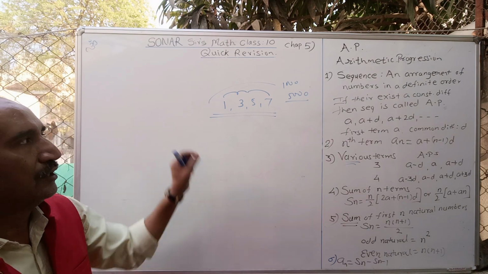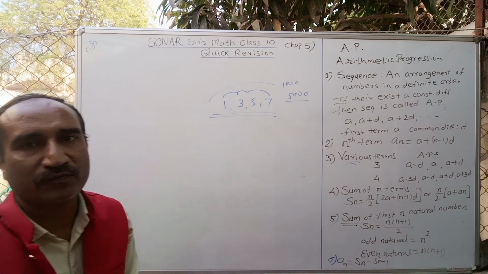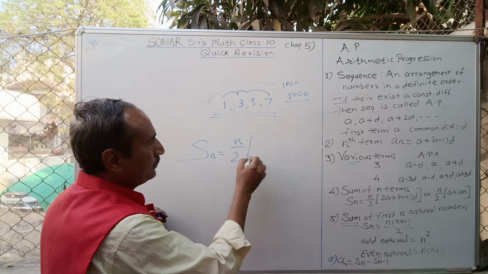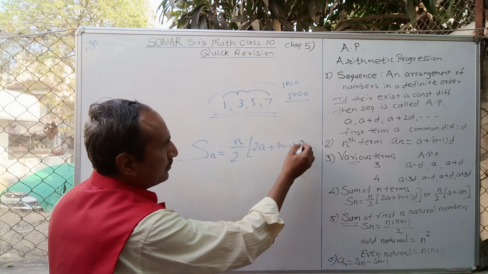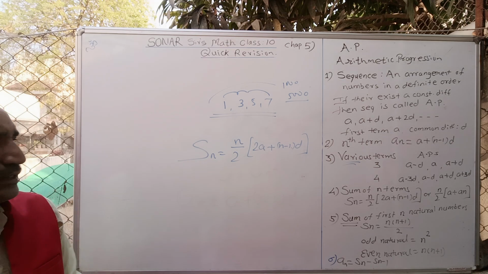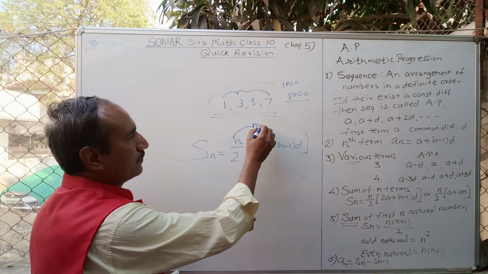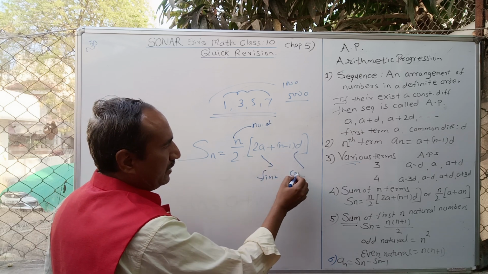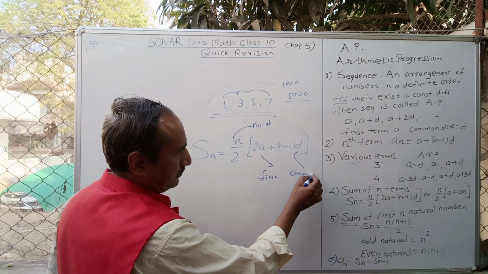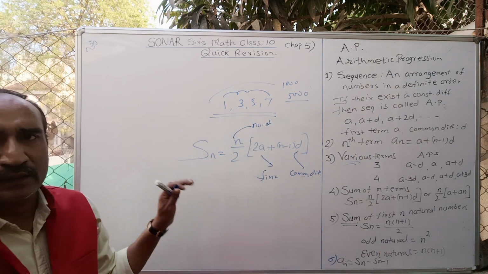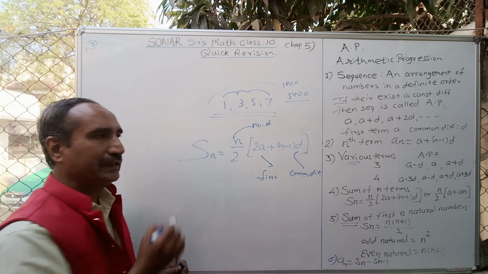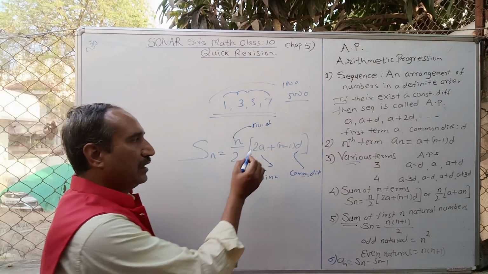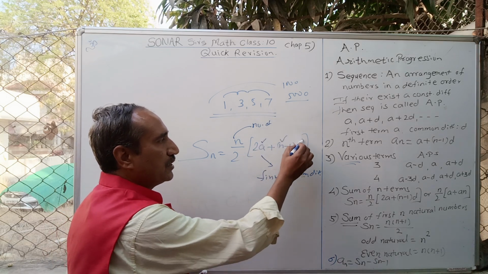So there is a formula to find the sum of the n terms of an AP, and the formula is: sum of the n terms is n upon 2 in bracket, twice of a plus n minus 1 into d. Here n is the number of terms, a is the first term, d is the common difference, and this is denoted by small letter s n, Sn. This is called the sum of the first n terms of an AP when we know the first term, number of terms and common difference.